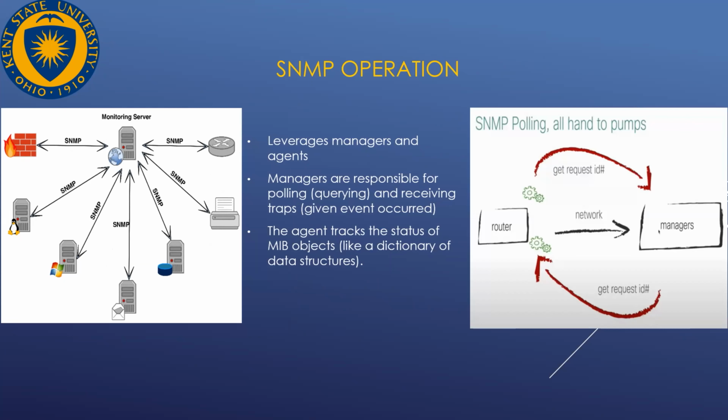So the managers then are responsible for polling and querying and receiving traps. Contrary to telemetry, SNMP was very reliant on polling and querying. So say I wanted a piece of information about this printer, the monitoring server, or the collector, it would poll that printer, maybe for just if it was out of paper or something like that, and then that printer would respond to that collector. And lastly, the agent tracks the status of MIB objects. We'll get into this in the next slide, but this is really how it would track what piece of information SNMP was looking for.